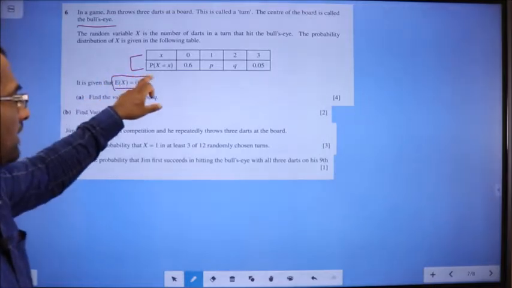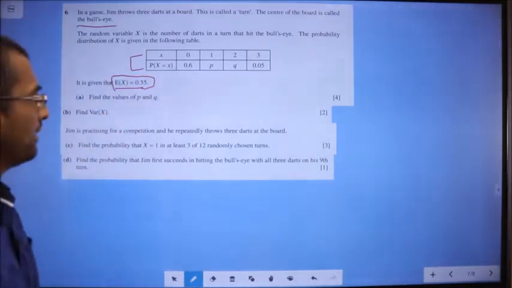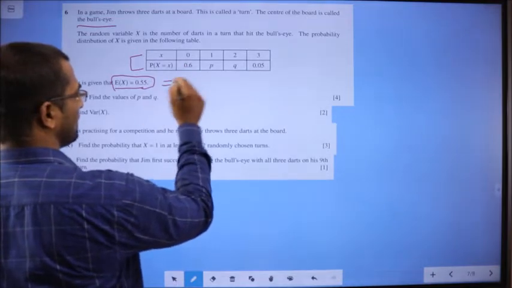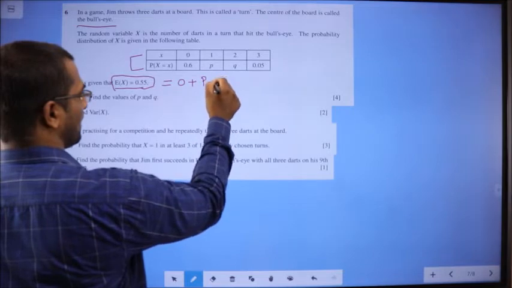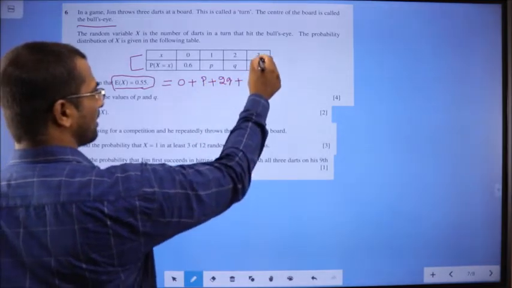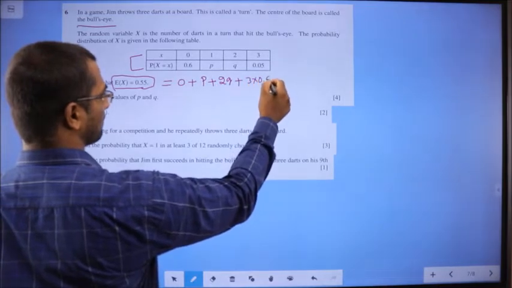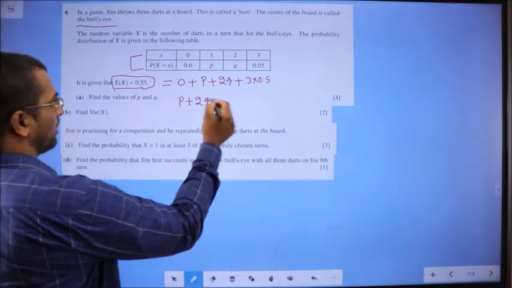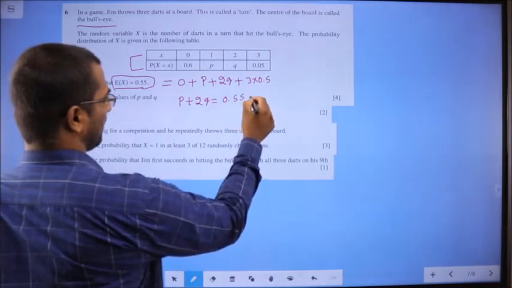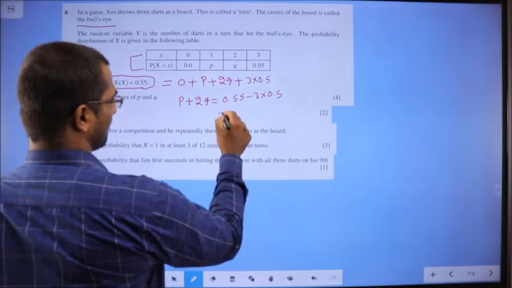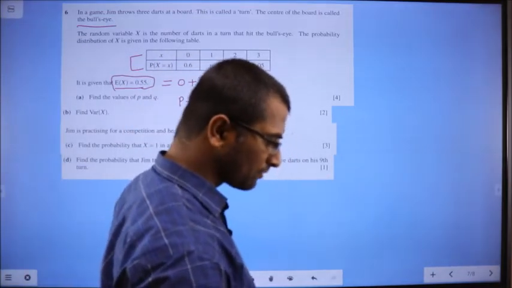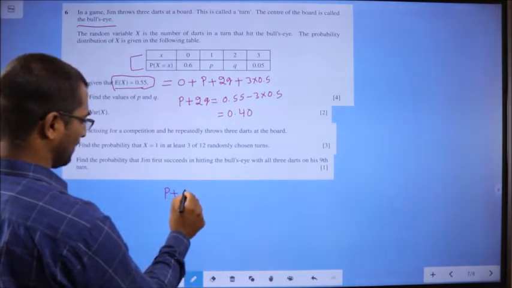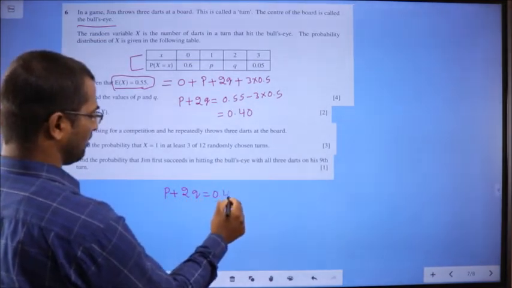Let us make use of this condition. E of X equals 0.55 means, how do we calculate E of X? Sum of x into P. So 0 into 0.6 will be 0, plus 1 into P will be P, plus 2 into Q will be 2Q, plus 3 into 0.05. From this, letters one side. So P plus 2Q is equal to 0.55 minus 3 into 0.05. So that will give me the answer 0.40. This is one equation using the expectation which we got.